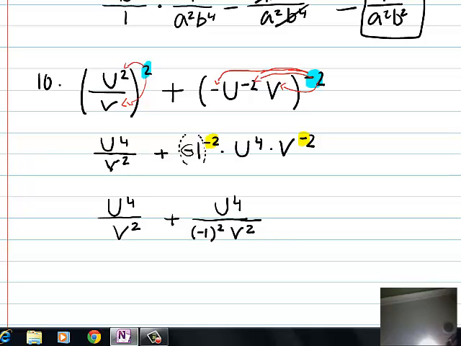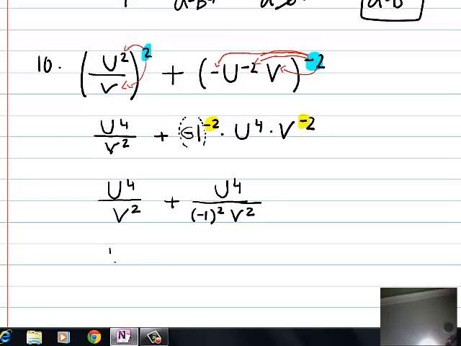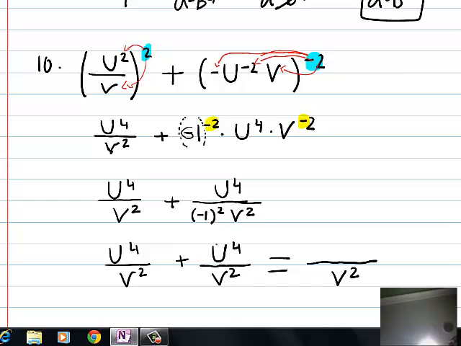v to the second. Okay, so you can kind of see that, hey, negative 1 squared is 1. So that is going to be written as just the number 1. Okay, so v squared like that, see? Oh, so look, the good news is you have a common denominator. So when you add fractions with a common denominator, you keep the denominator and add the top. So the top is like terms. 1u to the 4th plus another u to the 4th gives you 2u to the 4th. So that is your answer.